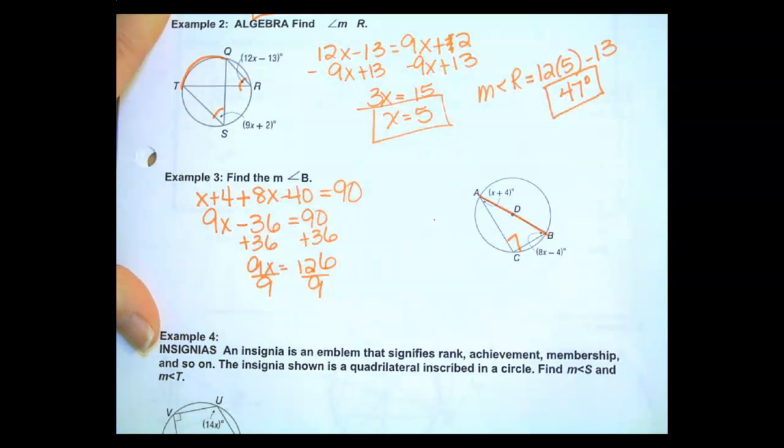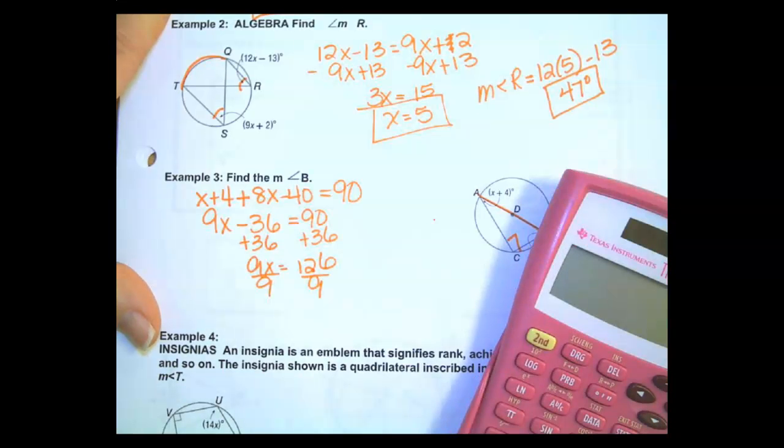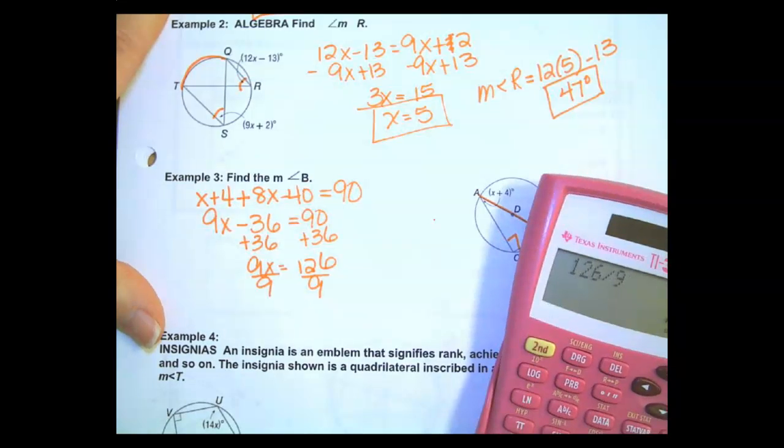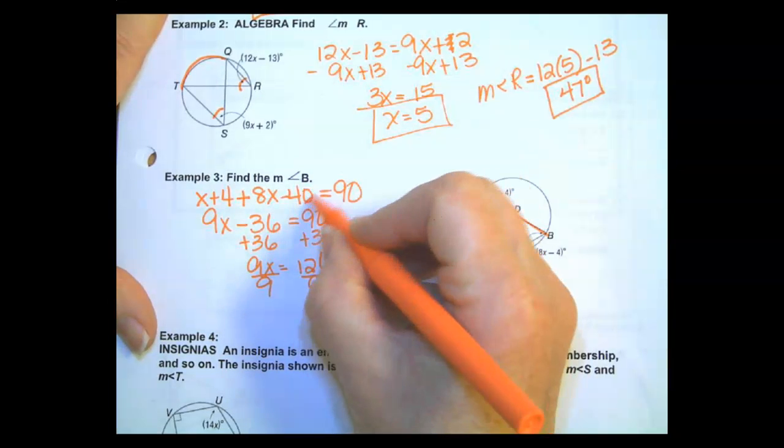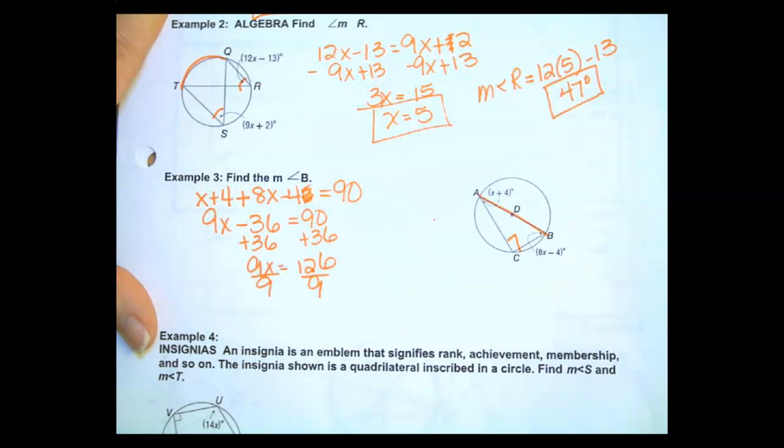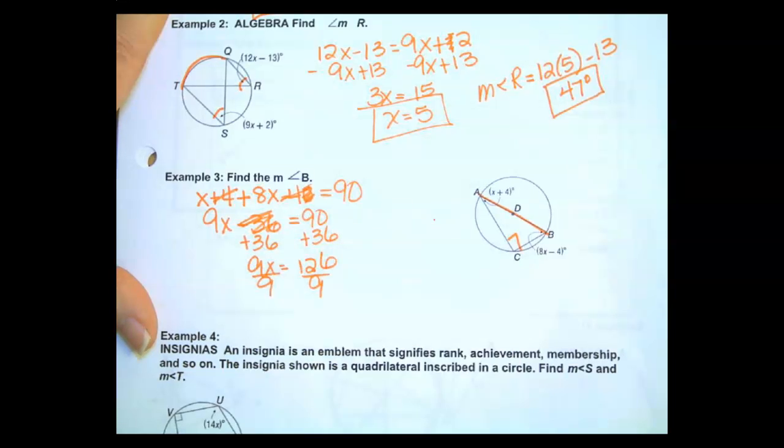Let's see, I need a calculator, don't I? 126 divided by 9, 14? Did we get 14? I think I'm going blind. You're like, Mrs. Spiro, that was not 40. It was 4. So these would have canceled out, and so there is no 36, and then x equals 10.